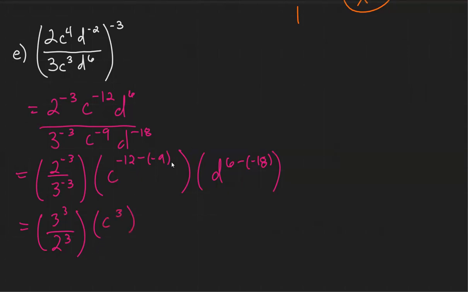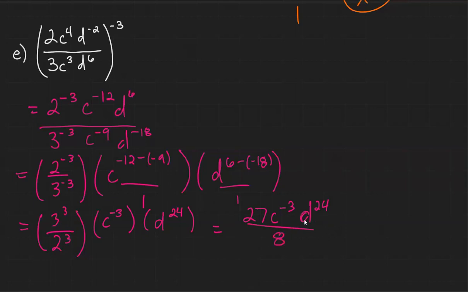Now, when you're doing this stuff, this is technically all in the numerator because this is all over 1, this is all over 1. Pay close attention to that. And I already made a mistake here because negative 12 minus negative 9 is not positive 3, that's negative 3. So we have c to the negative 3 in our numerator times d to the, that's 6 plus 18, so we get 24. All right, so really what we have is 3 cubed, we know that's 27, c to the negative 3, d to the 24, over 2 cubed, that's 8.